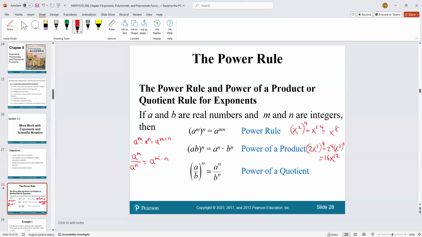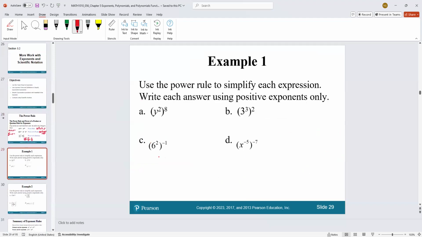Now, the third rule, you see it's for quotients. Different bases, same exponent, we can again split it. So if we have, like, 3/4 power 2, we can say it's 3 power 2 over 4 power 2. That gives us 9 over 16. So that's the power of a quotient. So these three properties, or these three rules, are very important in the study of exponents. So we're going to use some examples very quickly.